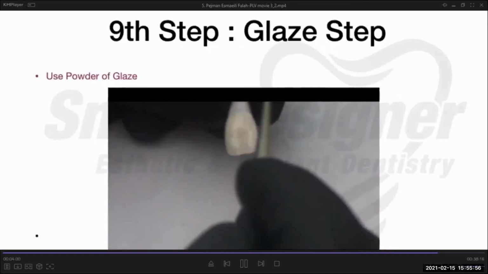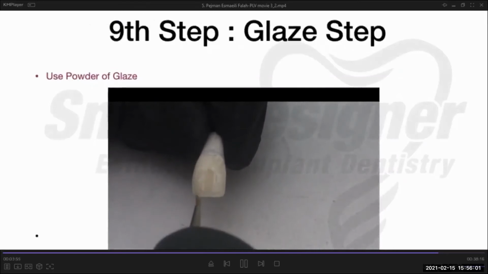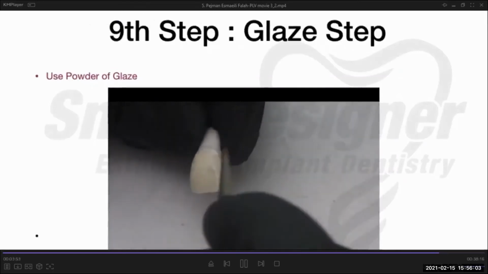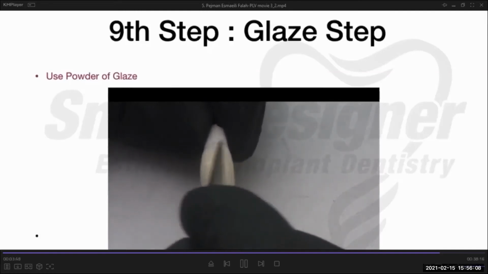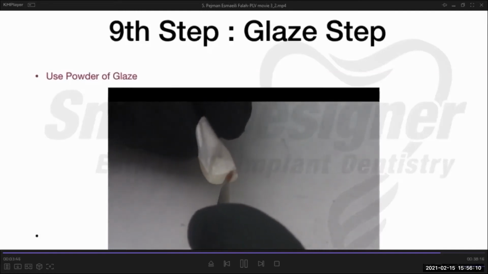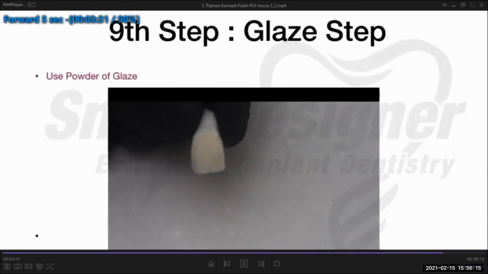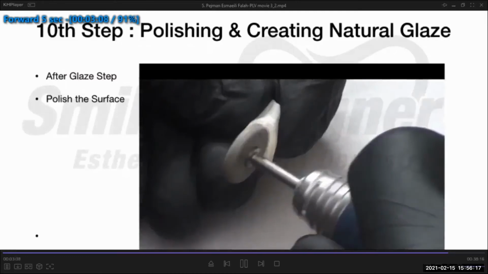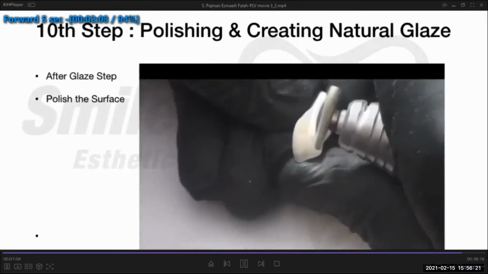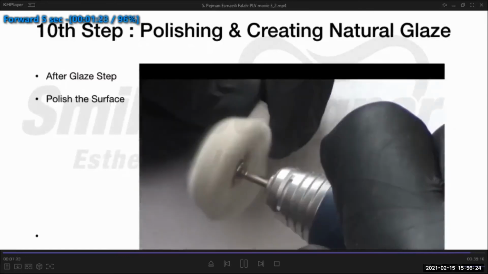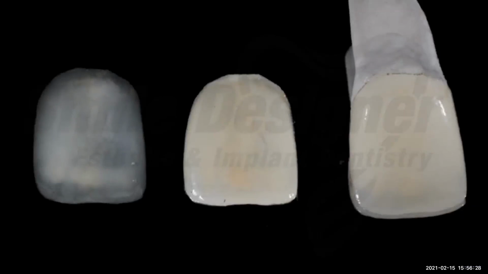For the glaze step, I do not use glaze paste. Firstly I apply the glaze liquid and then sprinkle glaze powders on the tooth. In these photos, you can see the final results.